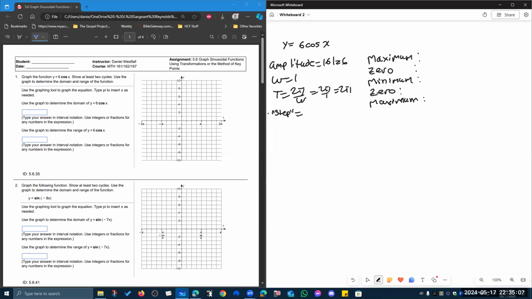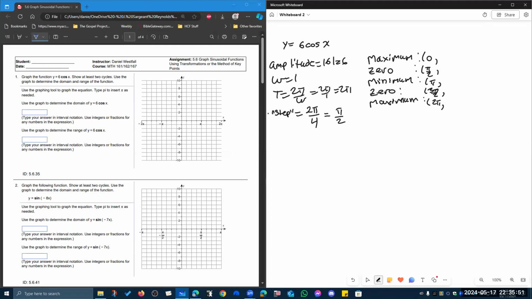And that makes my step, which is how far I move between each characteristic or key point, my original period divided by 4, because there's 4 steps that I'm going to take. That's going to be pi over 2. So I'm going to start my first point at 0, and then this one's going to be at pi over 2, then at pi, then 3 pi over 2, and then at 2 pi. And I can go the other way as well, and I will on my graph.